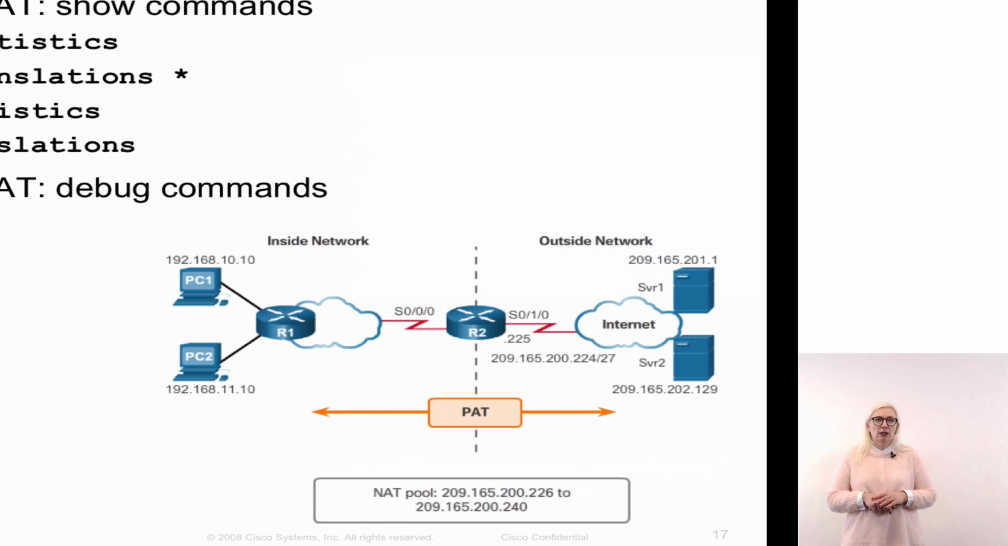Yeah, troubleshooting, the commands here for troubleshooting: clear first the statistics and the translation and then show them. And if you really are having problems, then you can use the debug command. Yeah, and that was it about NAT. Thank you very much.